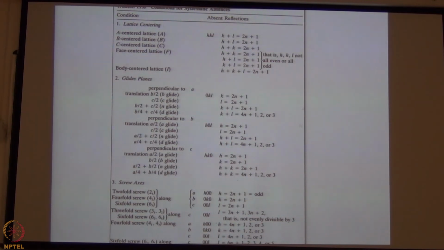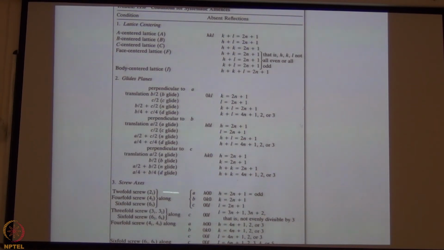What is a diamond glide? Diamond glide is 1/4 translation. Then the systematic absence condition is like 4n plus 1, 2 or 3, all of which lead to odd numbers. But it is 4n plus 1, 2 or 3. So similarly, perpendicular to B and C can be derived.